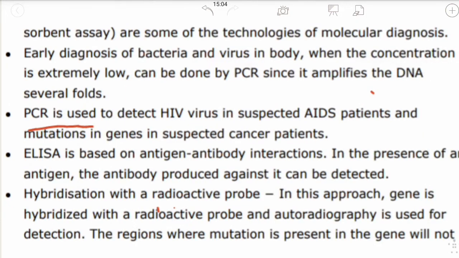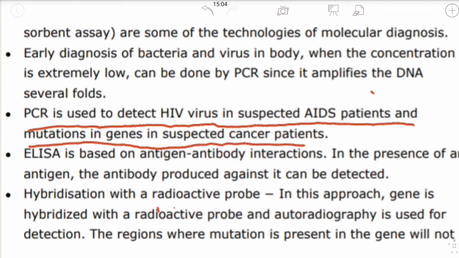PCR is used to detect HIV in suspected AIDS patients and mutations in genes in suspected cancer patients. So, PCR is basically used to detect the HIV virus. As I said earlier, when it is in low concentration, PCR is used to diagnose the bacteria and virus. PCR also plays a very important role in the detection of HIV in suspected AIDS patients. What is suspected? It means someone has an idea that you may have AIDS, that she or he might have AIDS. This is what PCR does.